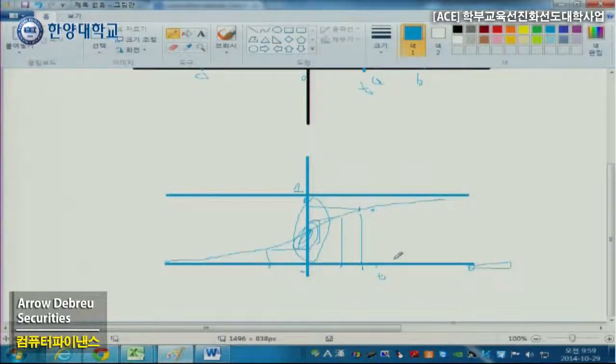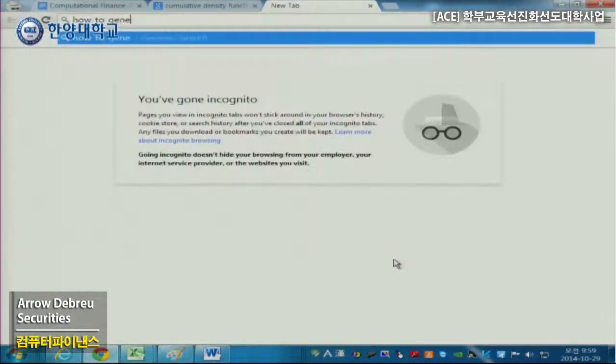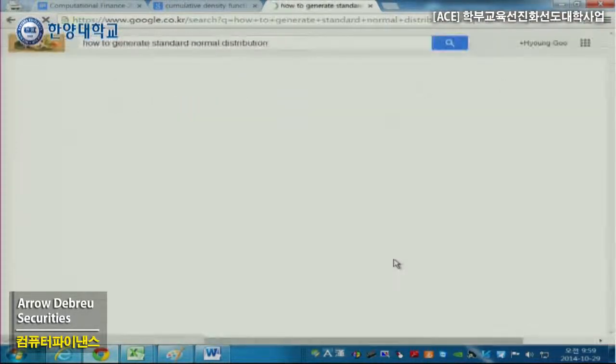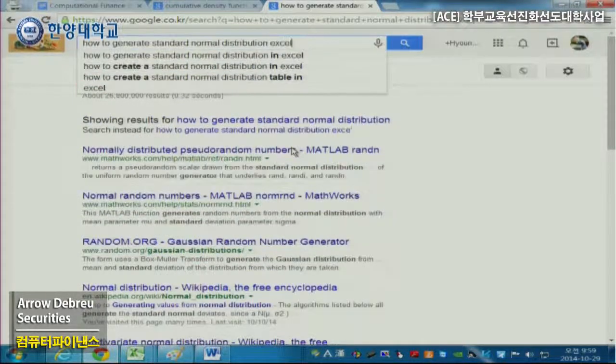Is it okay? So, okay. See the random number generation in MATLAB and Excel. Box-Muller transformation, okay. In Excel.